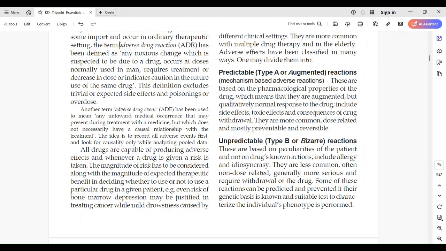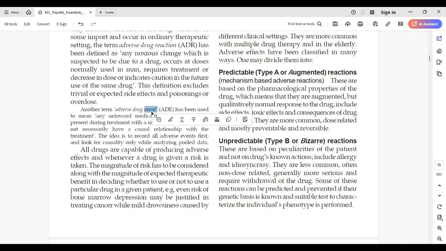So adverse drug reaction means any adverse effect which is suspected to be due to a drug, and that is called an adverse reaction. But an adverse drug event means any adverse reaction or adverse effect which is not suspected to be due to a drug. Okay, so that is adverse drug event.